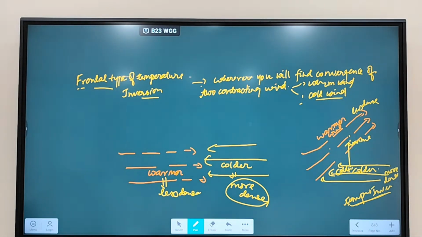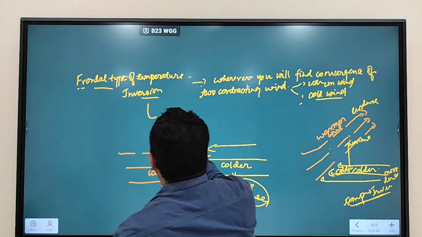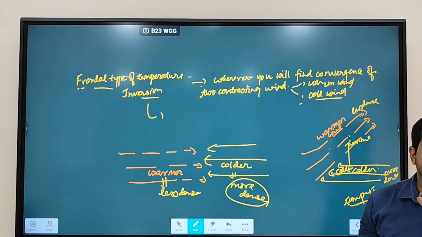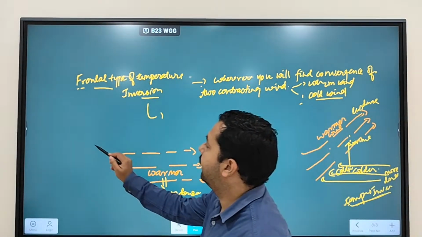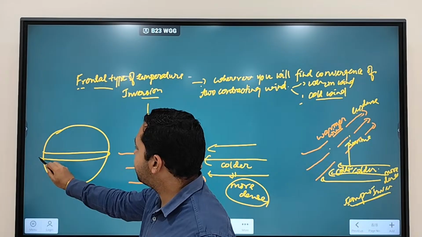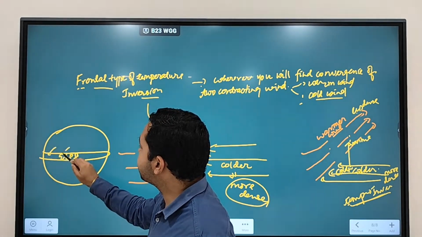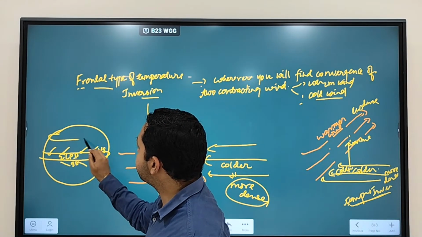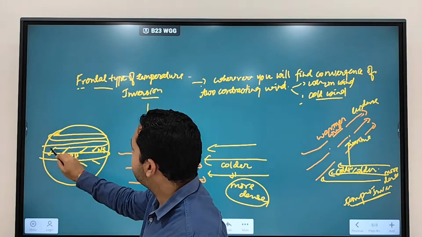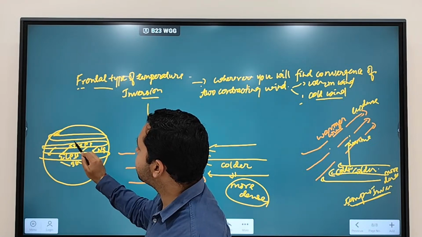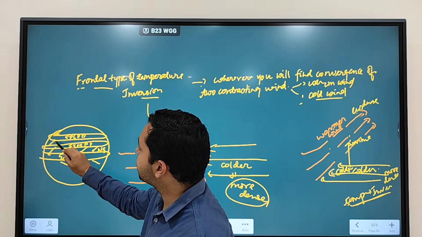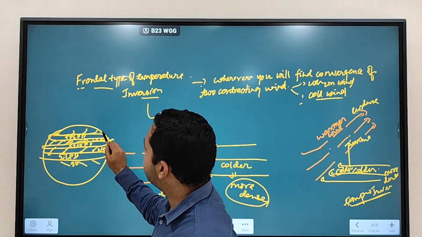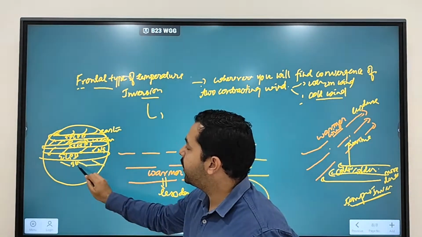Fine. Where do you see this frontal type of temperature inversion? In the equator, coastal areas. Anyone else? If you remember, we discussed the pressure belts, which wind is converging, northeast and southeast. Then we discussed this is the subtropical high pressure belt, and this is the subpolar low pressure belt. Which wind is coming here? Westerlies. And from here? Easterlies. Clear?